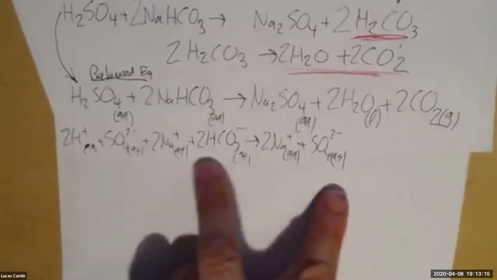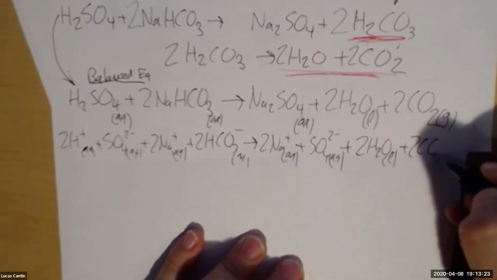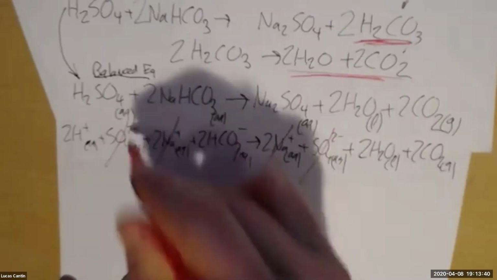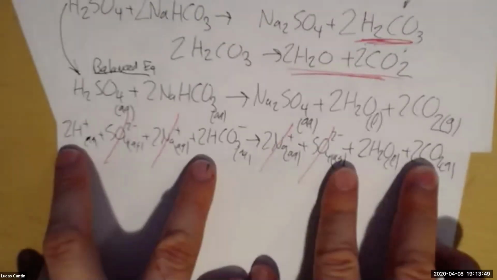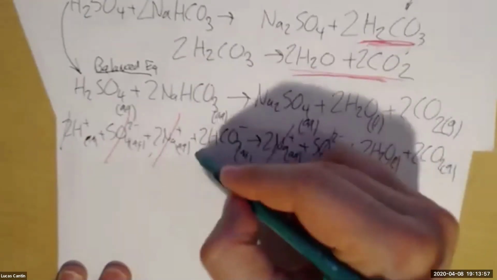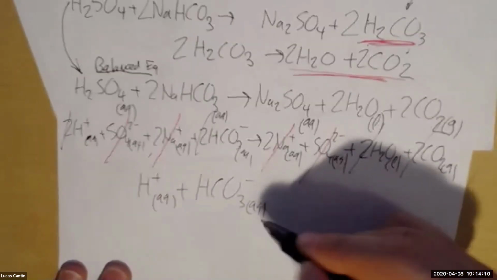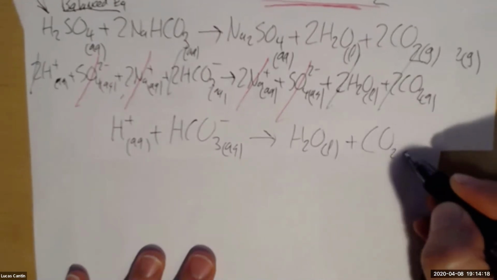I'm going to run out of room on the paper here. I better write medium sized or smaller. 2 water, liquid, plus 2 CO2, gas. Sodium, sodium, they're both aqueous, gone. Sulfate, sulfate, they're both aqueous, gone. Now, with what's left, can you guys see a problem here? Common denominator. So let me strike that out in green: 2, 2, 2, 2. So the net ionic equation is when a hydrogen ion, aqueous, finds a hydrogen carbonate, aqueous, it will form water, liquid, and CO2 gas.